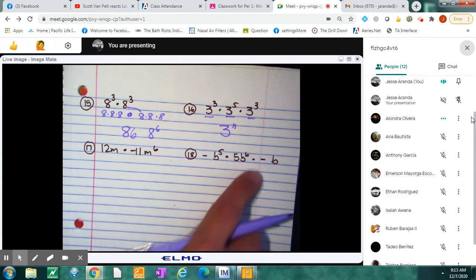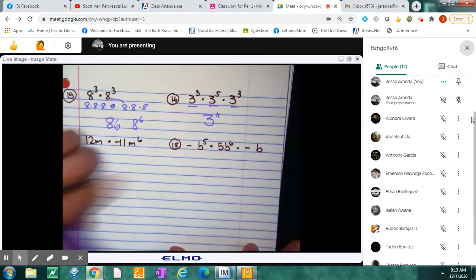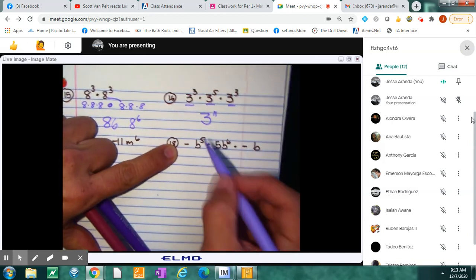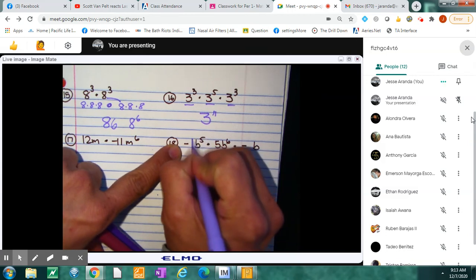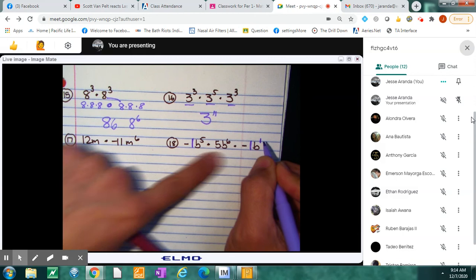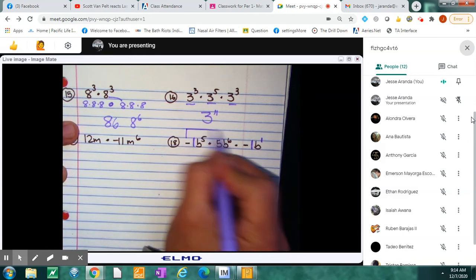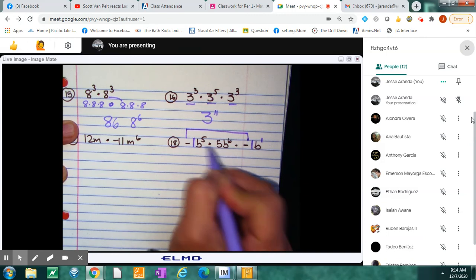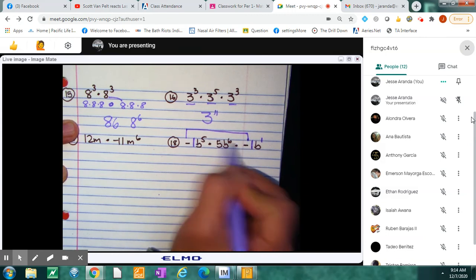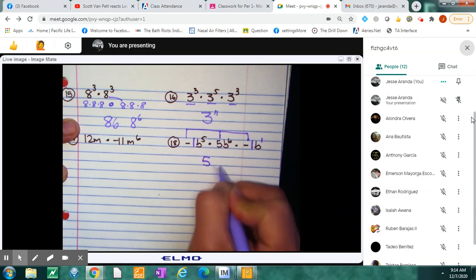And then we'll do number 18, and then that's it, okay? I don't want to spend too much time on grading, but just to check it. So this is -1, and this is also -1, and then this is to the power of 1. So then you have to multiply. Negative times negative is a positive. 1 times 1 is 1. So 1 times 5 is 5.